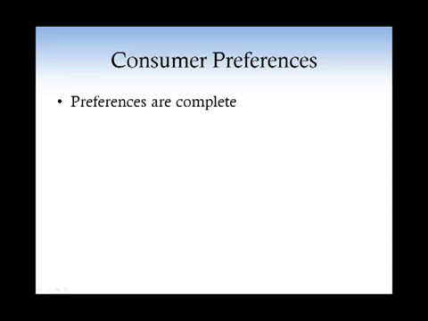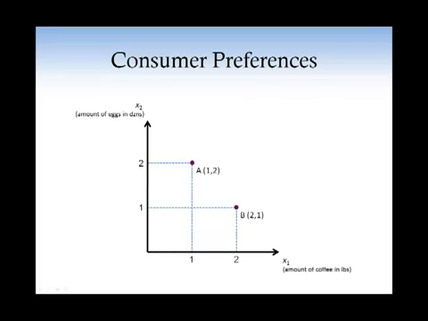This means that for any two baskets, a consumer always knows which one she likes better or if she likes them the same. Let me understand. So this means that in the example of Mary, if you take two baskets like A and B, Mary knows if she likes A better than B, or if she likes B better than A, or if she likes them the same. That's right. And we assume that Mary is able to rank any two baskets. This means basket A and basket C, basket D and basket E. Okay, yeah, I get it. Any two baskets. That's right. This is what it means for the preferences to be complete.